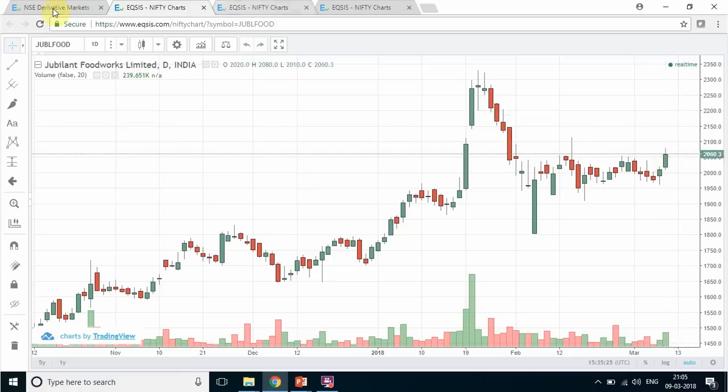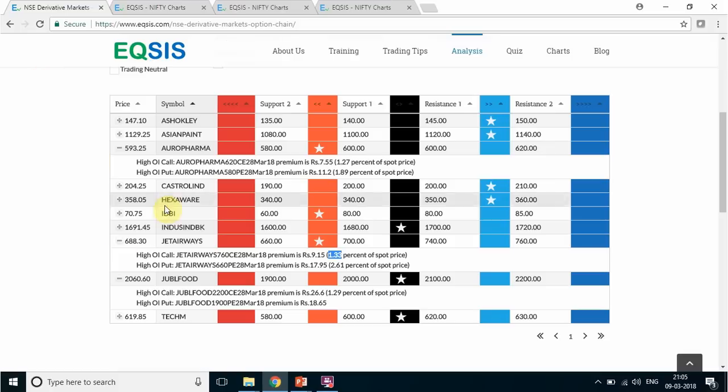So I am bullish on Aurobindo Pharma, Jet Airways, Jubilant Food. Murugan, if you see Aurobindo Pharma and Jet Airways, these stocks are not that bullish. They are still trading in the range, but it is giving me a good hint that the price can go upside. So how can I make use of it?